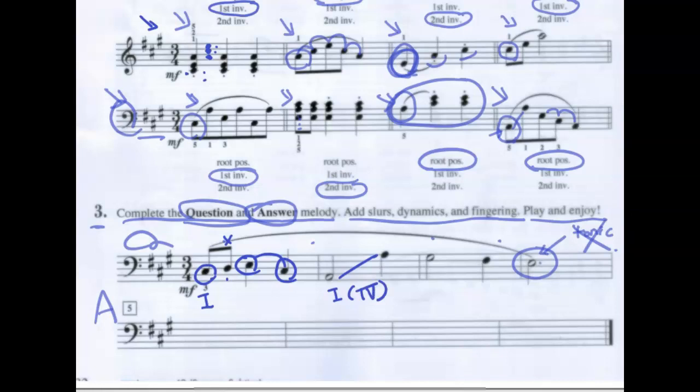And move on to measure 3 here. We have G sharp, G sharp, G sharp, F sharp, E here, stepping down, right here to here. I would say this is 4 chord and G sharp can be passing tone.